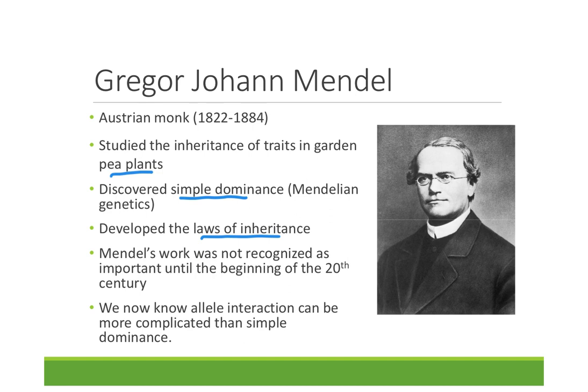But really, his work was put aside and forgotten and wasn't discovered as an important contribution to science until the beginning of the 20th century. So even though he was working in the 19th century, he didn't impact the scientists of his age. We now know that allele interaction is more complicated than simple dominance, but he started with peas, and there are several traits in peas that are in this simple dominance relationship.